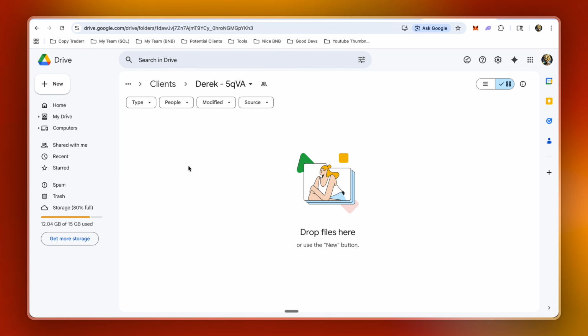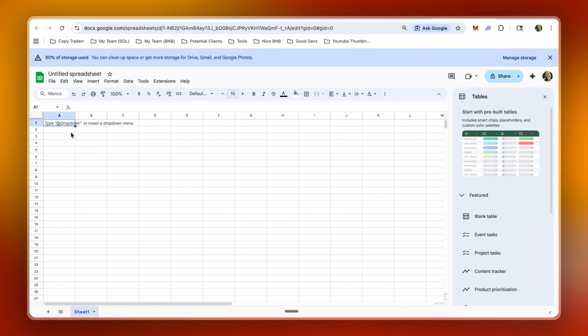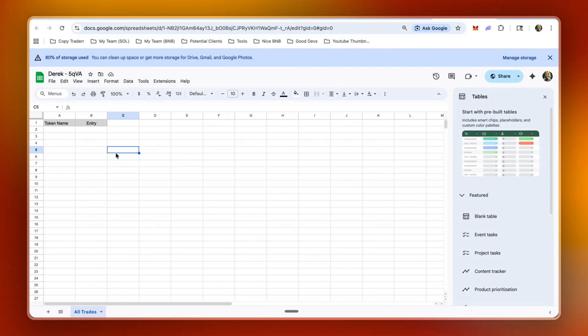In the meantime, I've created a Google Drive folder under my clients. In my clients folder called Derek5QVA, I named the trader Derek and I tagged him with the first 4 of his wallet address. I'm going to create a new Google Sheet, which is shared with my virtual assistant. I'm going to format it, token name and entry in these columns. I'm going to just censor these columns in preparation for the sheet to be done. Add a little header, name it all trades. And I'm going to name the sheet once again, Derek5QVA. When you're dealing with a lot of trades and a lot of traders, it's very important to stay organized.